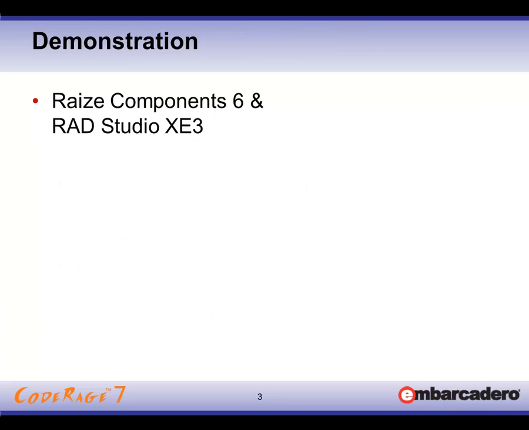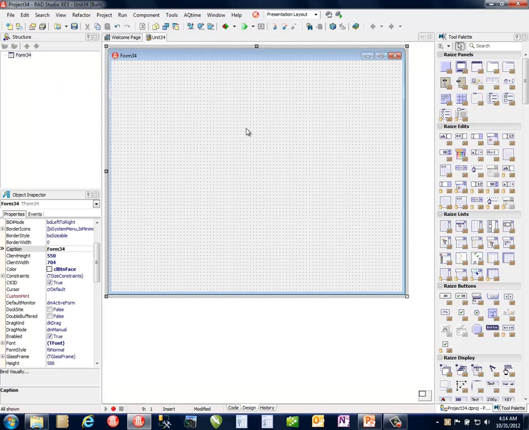And so really, rather than spend time in the slides, let's see Raize Components 6 in action in RAD Studio XE3. As you can see, I've got RAD Studio XE3 installed. I've got a Delphi VCL Forms application, and of course I have Raize Components already loaded. It's got its 7 pages of components. I'm using the large icon size. I can fill them all up. Very visual icons allow me to track and locate the desired component very easily.